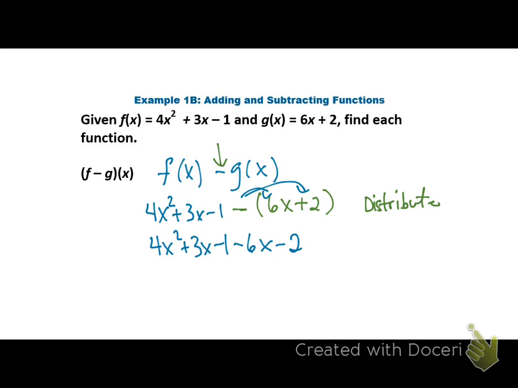And you'll notice what would happen if you didn't distribute. If you didn't distribute, you would not have made the 2 a negative. And then you're wrong at that point. And now you're just back to simplifying, just like we did on the first one, combining like terms.